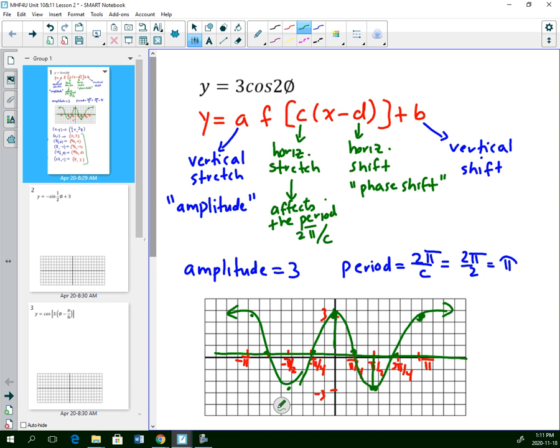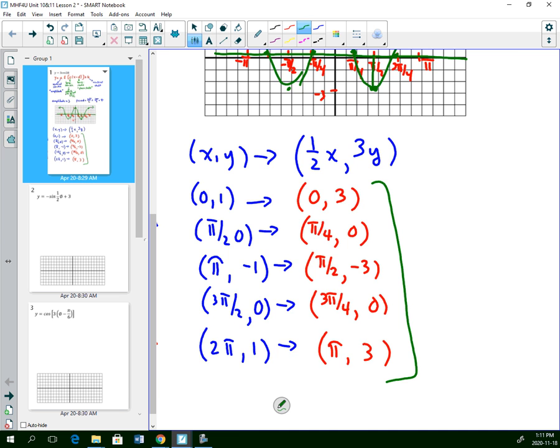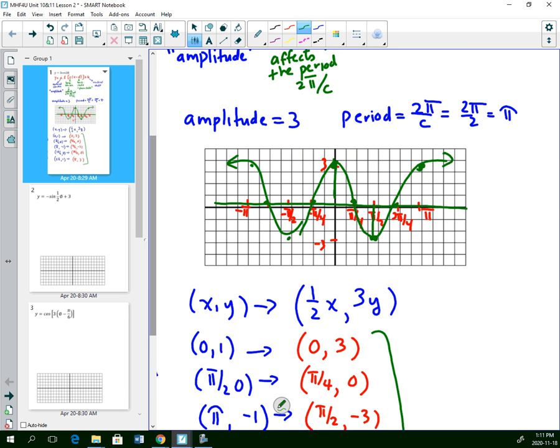So you'll be asked to state the properties, you'll be asked to provide mapping notation, and then you'll be asked to graph 2 cycles of the graph. Okay? So on Friday, we will continue doing some graphing.